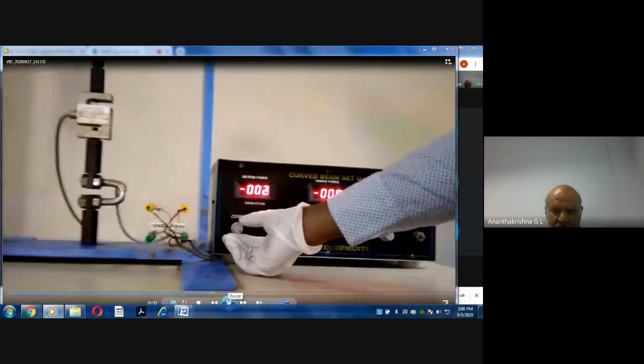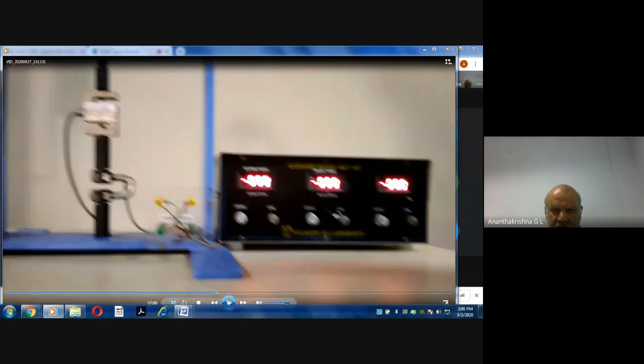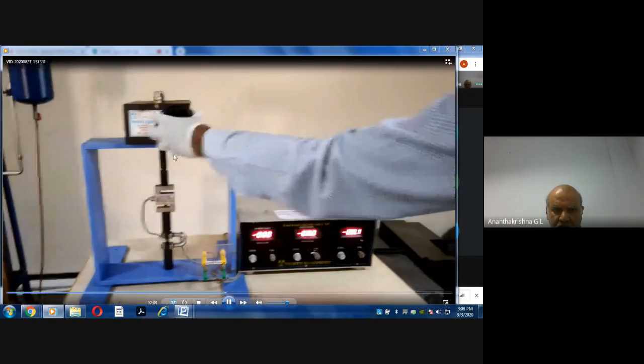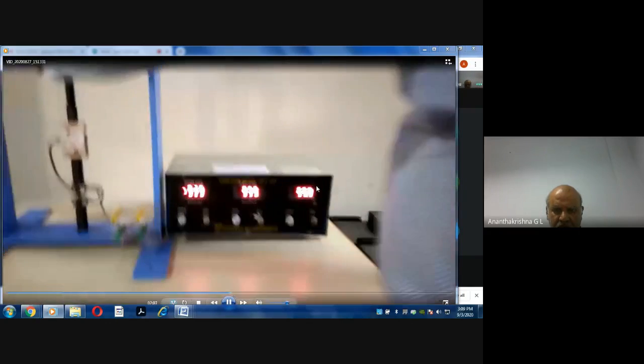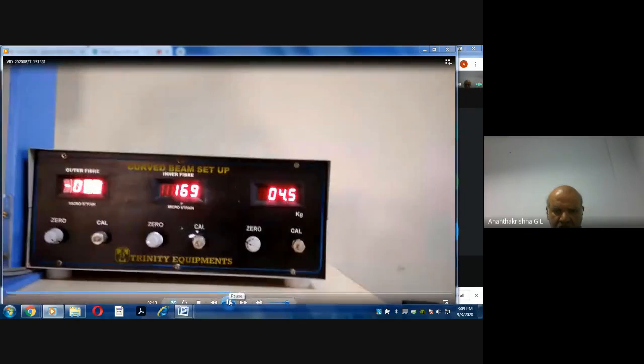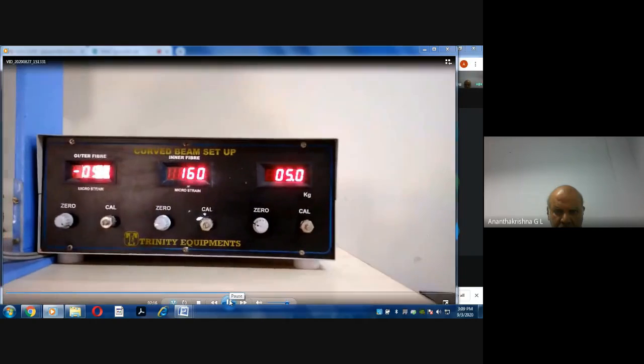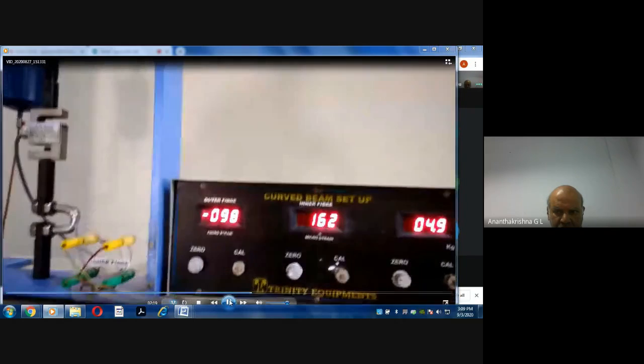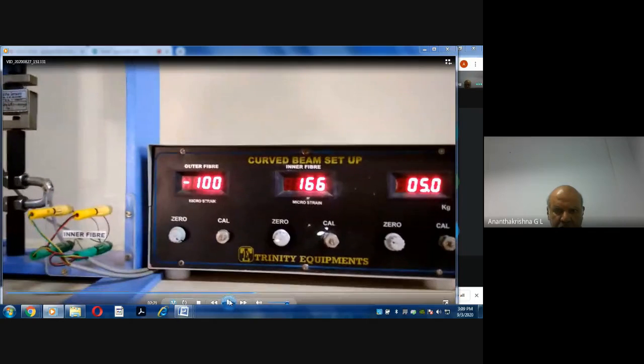Now slowly you start giving the load through the wheel. We will take readings initially for 5 kgs, so keep rotating slowly. At 5 kgs, note down the readings of inner fiber. It is showing 166 microstrains, 166 into 10 power minus 6. And outer fiber is minus 100 into 10 power minus 6 for 5 kgs.